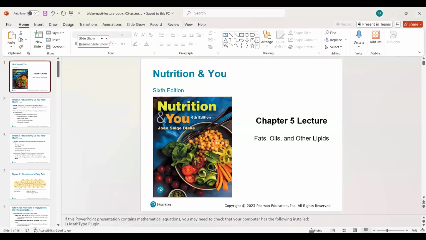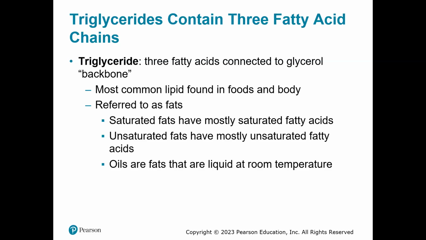There we go. Okay, so as far as the structure of a triglyceride, we're going to hit this fairly briefly. A triglyceride is a glycerol backbone. So it's sort of this 3-carbon alcohol-like molecule that has 3 fatty acid chains connected to it. So tri meaning 3, glyceride referring to our glycerol backbone. It's the most common type of lipid found in our food and in our bodies, and we often refer to it as fat. Saturated fats, again, are going to be fats that have primarily saturated fatty acids associated with them, and then unsaturated fats are mostly unsaturated fatty acids associated with them.